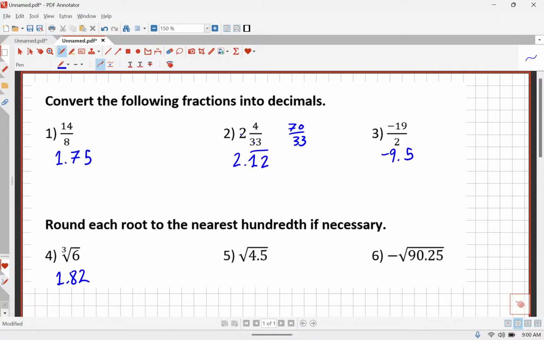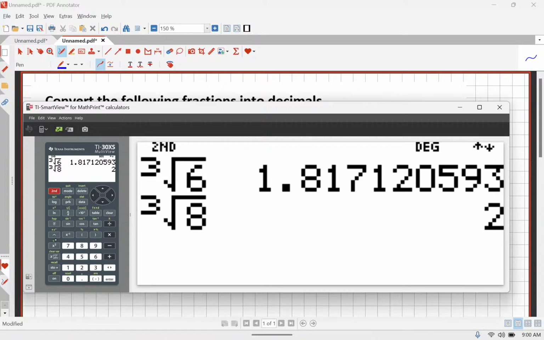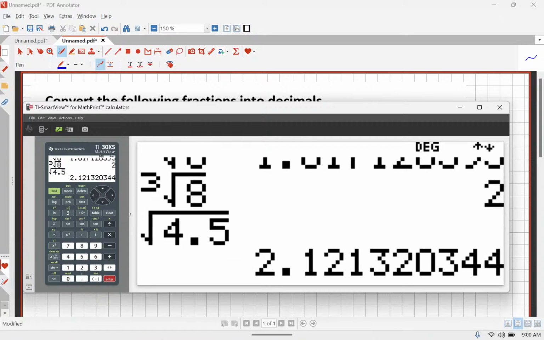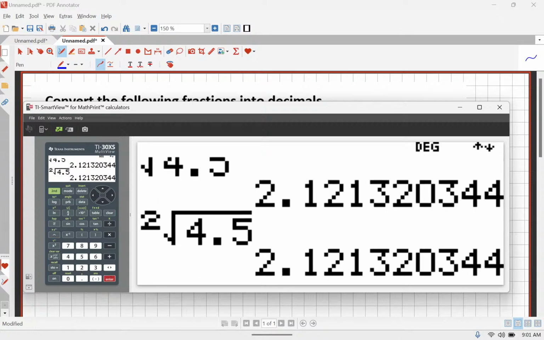Okay, the square root of 4.5, we can just jam that in our calculator. The square root of 4.5, which, by the way, is the same thing as the second root of 4.5. Either of those is a fine way to do it. Is that rational or irrational? Everyone, that is?